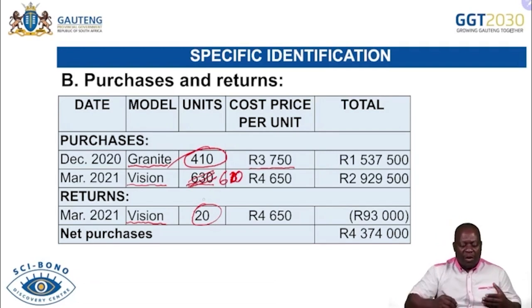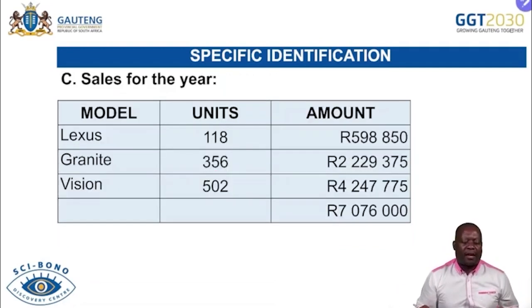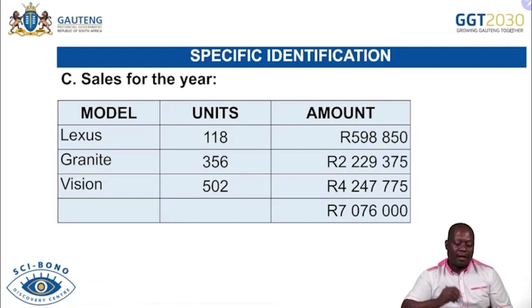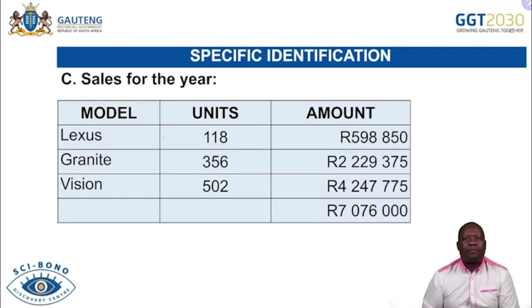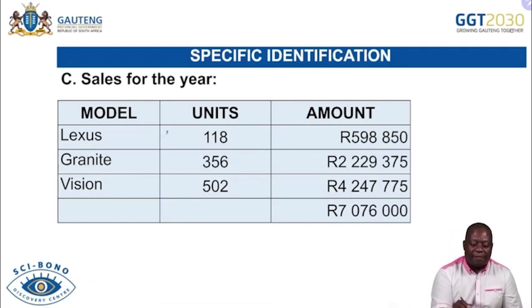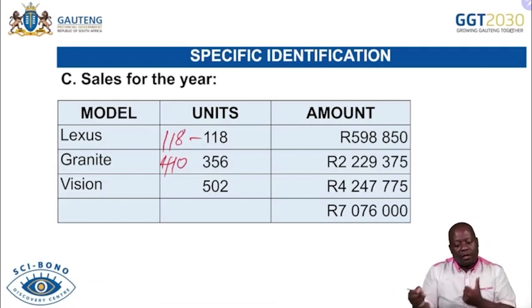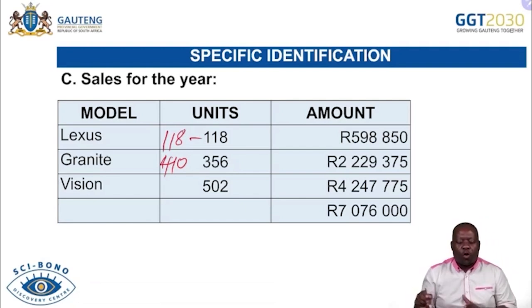Now, when we calculate the value of our closing stock, what is it going to look like? We are now going to check on the sales. Remember, there were 118. And how many have been sold? All of them. Can you see what's happening there? Here, there have been 410. How many have been sold? 356. It means we still have some more left. Not all of them have been sold.